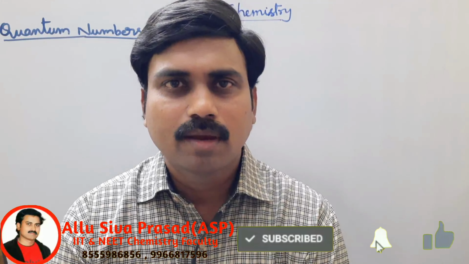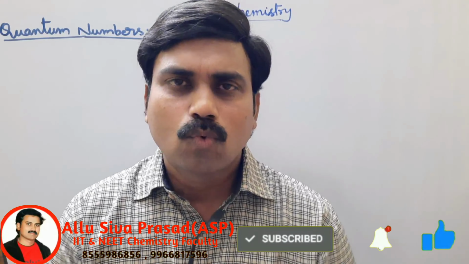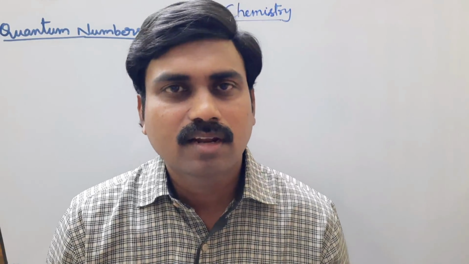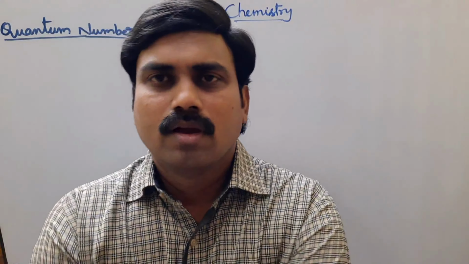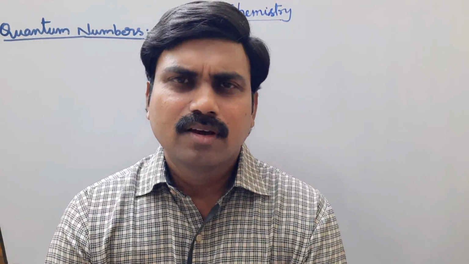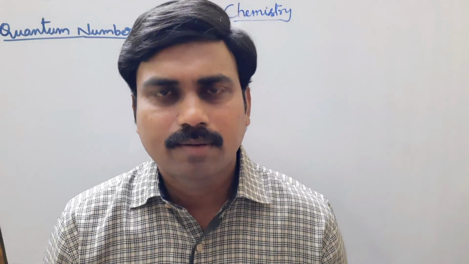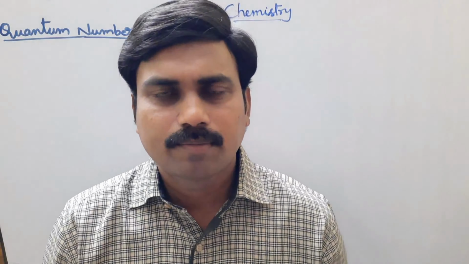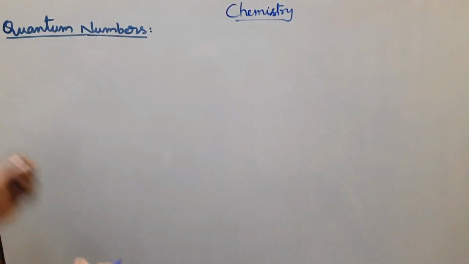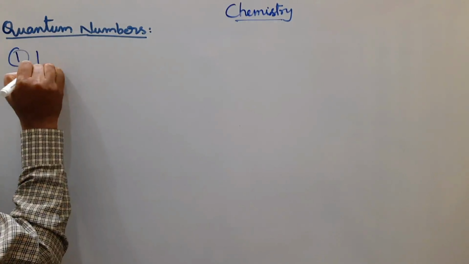Now I am explaining about quantum numbers. Quantum numbers address where an electron is located. Four quantum numbers are required for the complete explanation of an electron in an atom. To explain this, there are 4 types of quantum numbers. Look at the first one, principal quantum number.